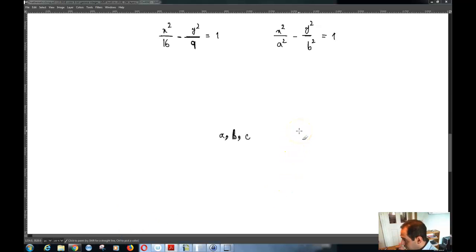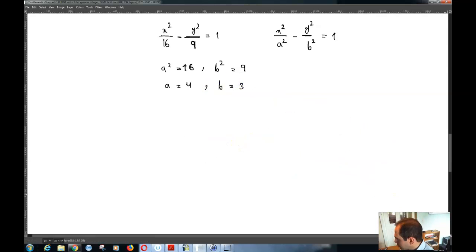The way that we can do that: you can see that your a and b are already in here. If you compare these two equations together, you can see that a squared is equal to 16 and b squared is equal to 9. It means that a is equal to 4 and b is equal to 3.